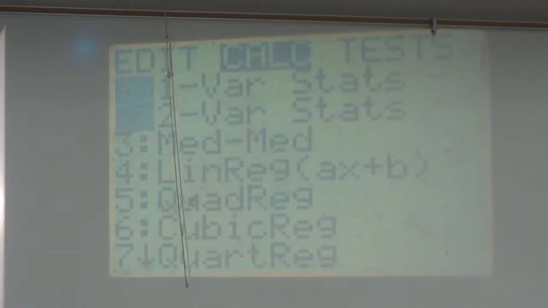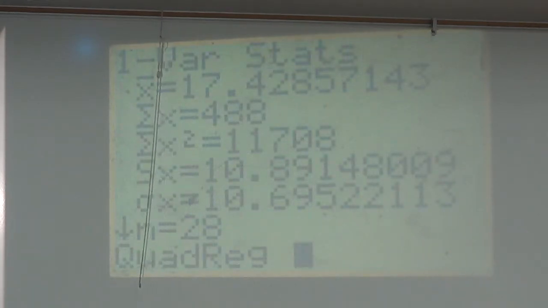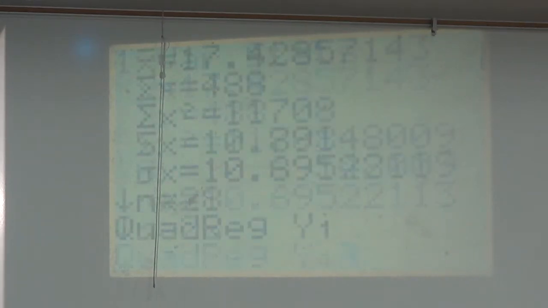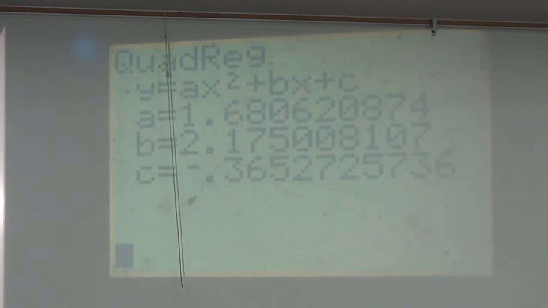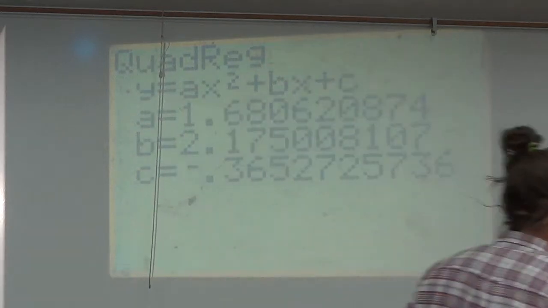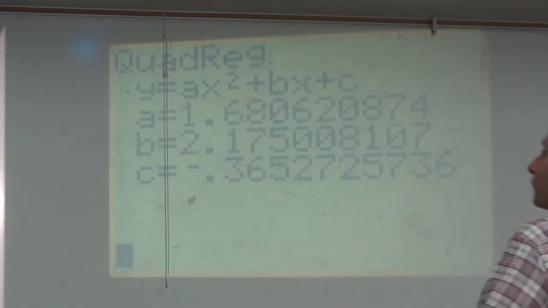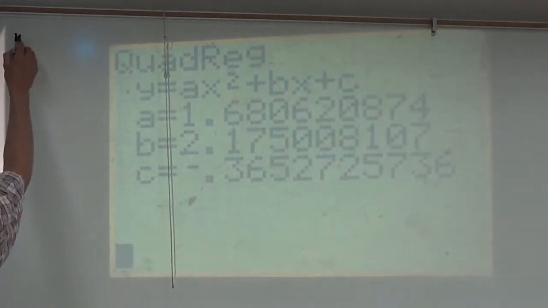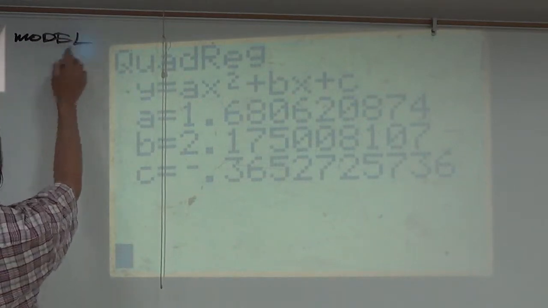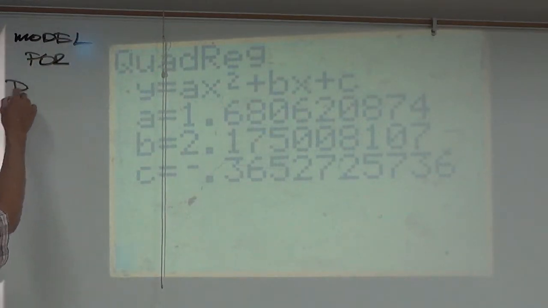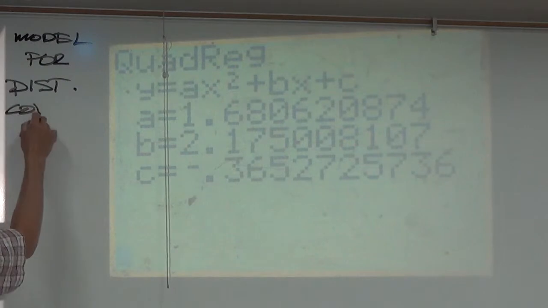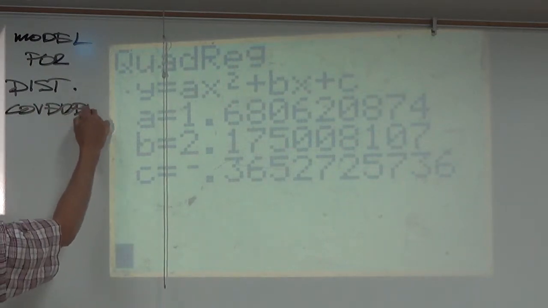All right, so calc, quad reg. I'm going to stick it in Y1. We can actually play with it a little bit. Done. And we have our model. Yes. I'm going to write this down so we have it to talk about on the board. So my model for my distance covered. Ask me those questions if you want to.